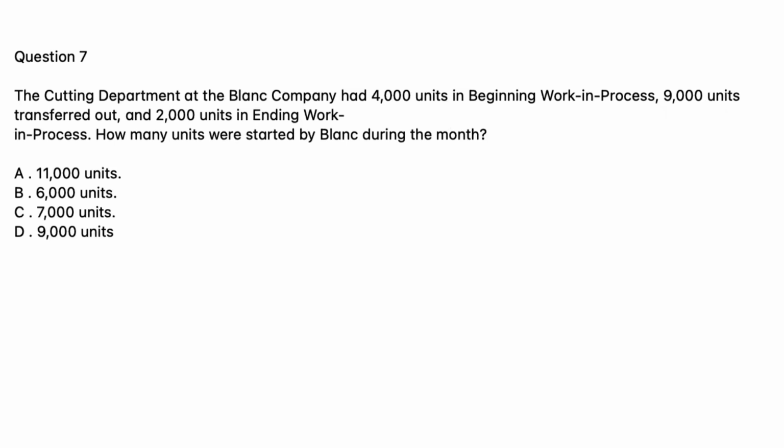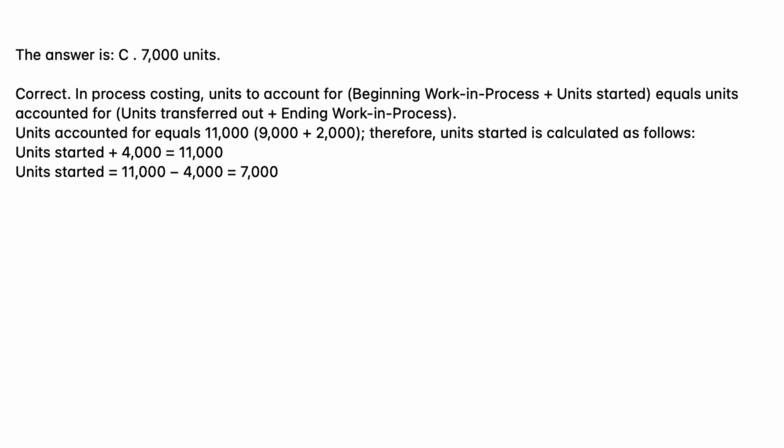Question 7. The cutting department at the Blanc company had 4,000 units in beginning work in process, 9,000 units transferred out, and 2,000 units in ending work in process. How many units were started by Blanc during the month? A. 11,000 units. B. 6,000 units. C. 7,000 units. D. 9,000 units. The answer is C. 7,000 units.